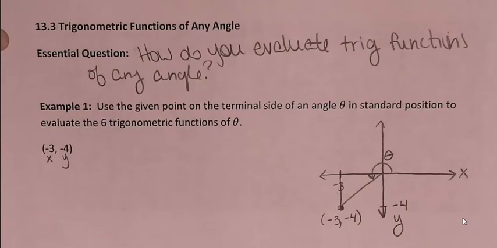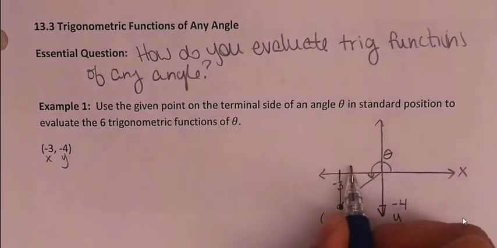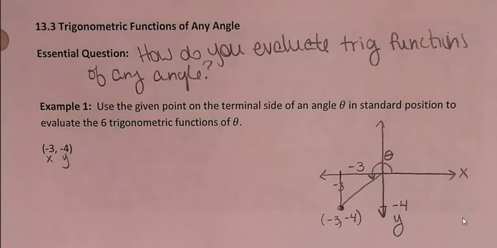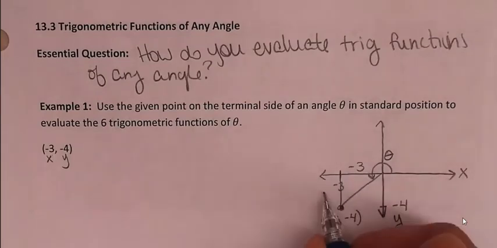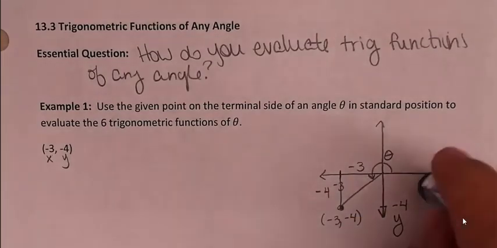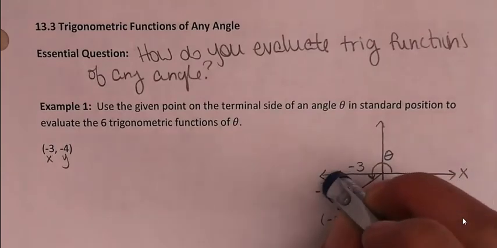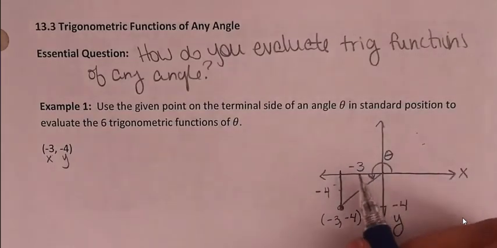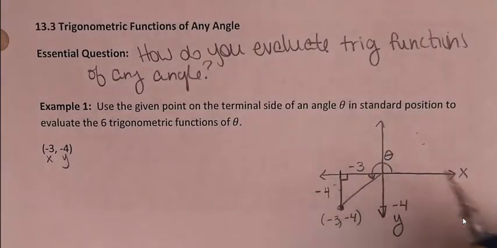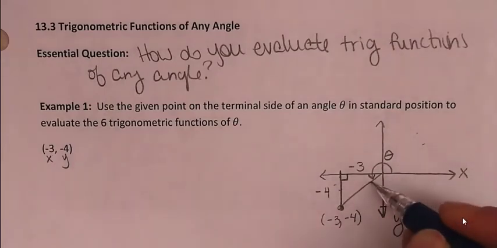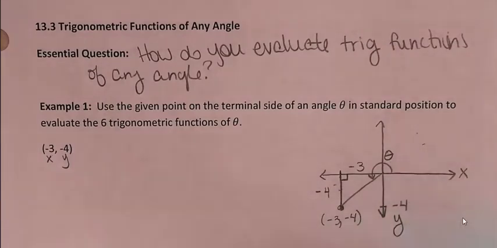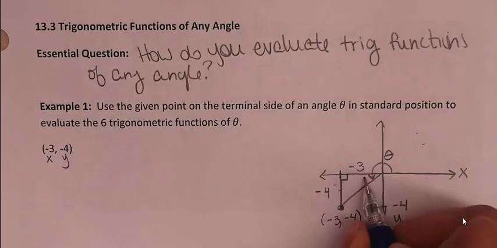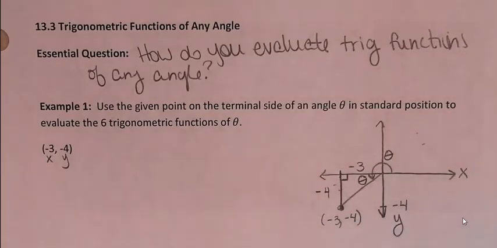So what I know on this right triangle is that the x value is -3, and then the y value is -4. So maybe I should have drawn my -3 up above. I'll just go ahead and do that. And I've just drawn myself a right triangle. Well, this theta is going to have the exact same sine, cosine, tangent as the theta in this acute angle of the right triangle. So now this becomes a really easy problem.